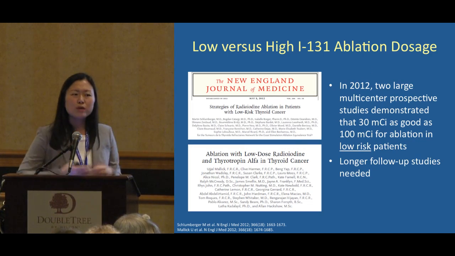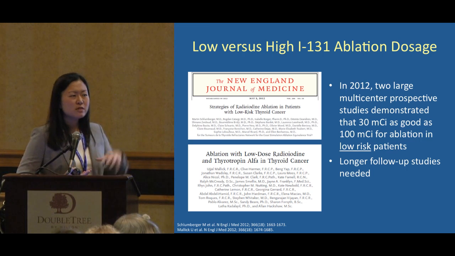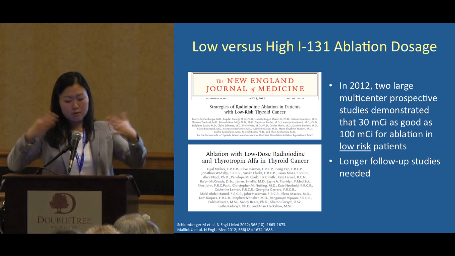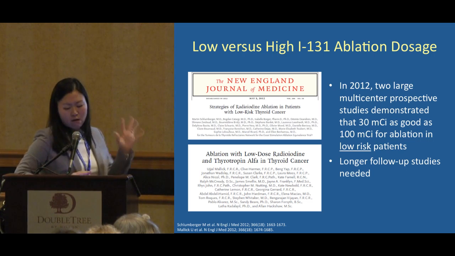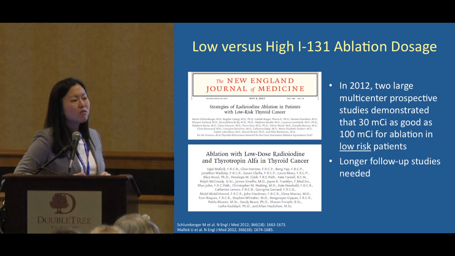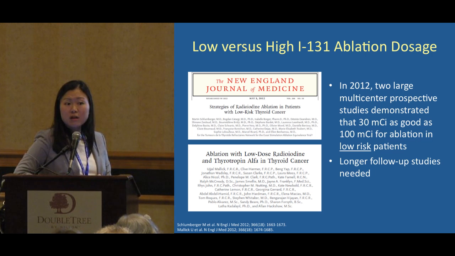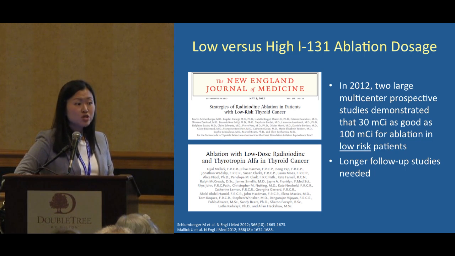studies came out. A prospective study is what we in medicine would consider a better study, because instead of just looking back at data, they design the study and accrue patients, and you do it prospectively. So in 2012, data from two large prospective studies came out. One of the main points was that when you have patients with low-risk thyroid cancer who still need ablation, 30 millicuries may be just as good as giving them 100 millicuries. And of course, 30 millicuries would be better, because the chance of the patient having any side effects is less than with 100 millicuries.